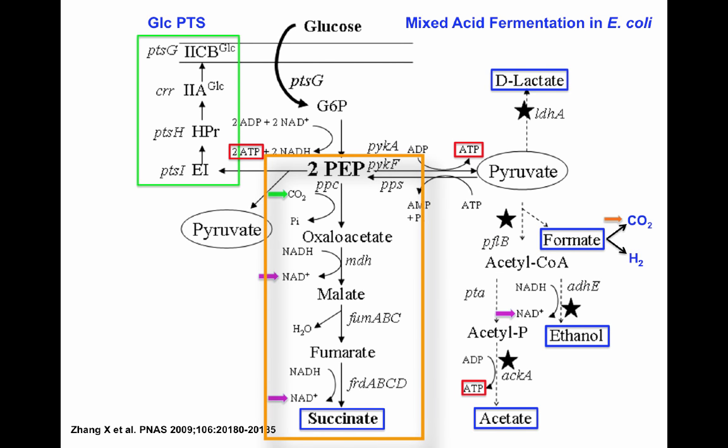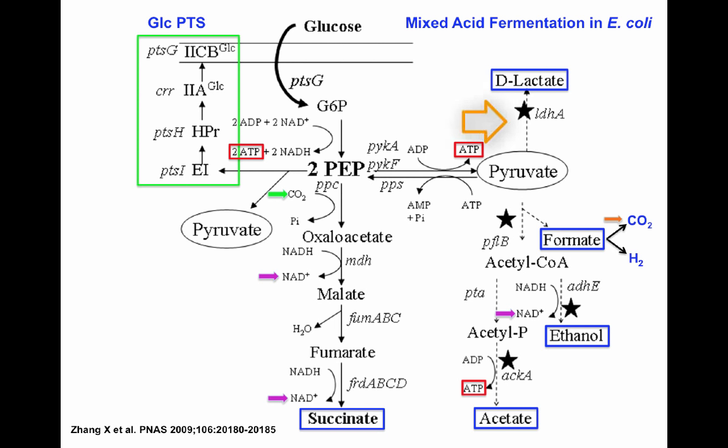Phosphoenolpyruvate eventually can go through reverse reactions in the citric acid cycle to oxaloacetate, malate, fumarate, and eventually succinate. As you can see, I have marked in the purple arrows all the steps that are going to take NADH and convert it into NAD+. So you have one here during oxaloacetate to malate, and another one from fumarate to succinate.